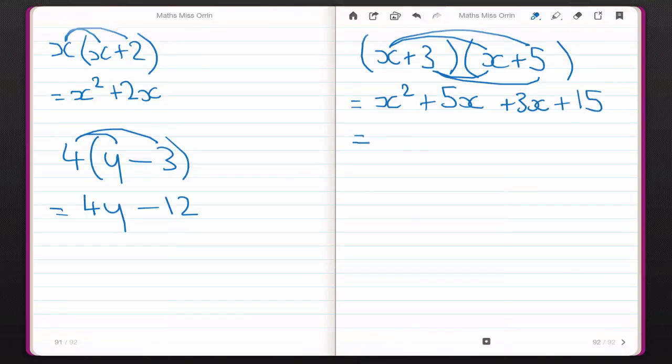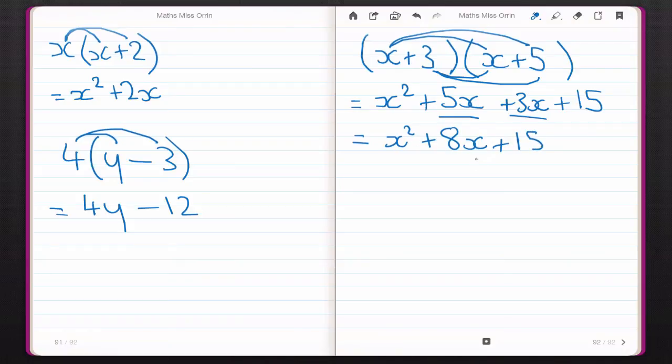Right. Now we're going to look to see if there's any like terms that we can put together. There are no other x squared, so we're going to leave that. There are two different things that have x attached to it, so we're going to combine these. Here we've got 5 lots of x, and here we've got 3 lots of x, so altogether we have 8 lots of x, don't we? And there's also a 15 on the end. And now we can't do any more because there's no more like terms.